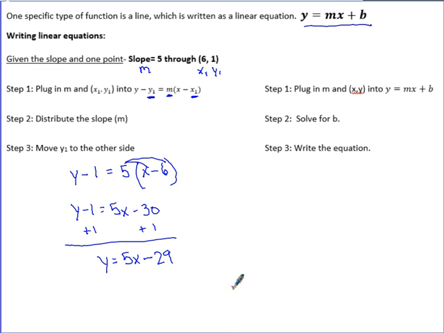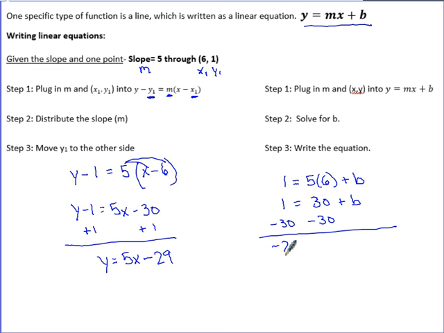All right. The other way that you can do it is plug it straight into slope-intercept form. So y equals mx plus b. So my y is going to be 1. 1 equals 5 times x, which is 6, plus b. And now I am solving for b. So 1 equals 30 plus b. And if I want b by itself, I'm going to subtract 30 from each side.